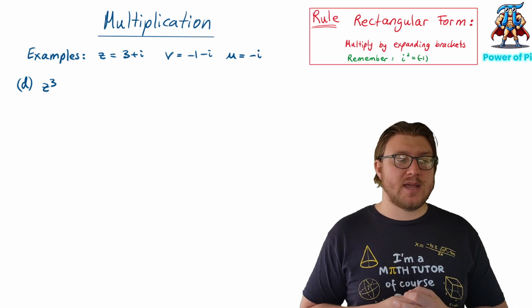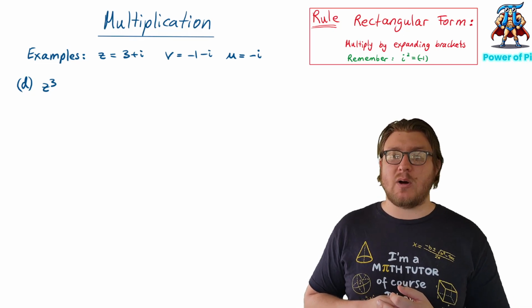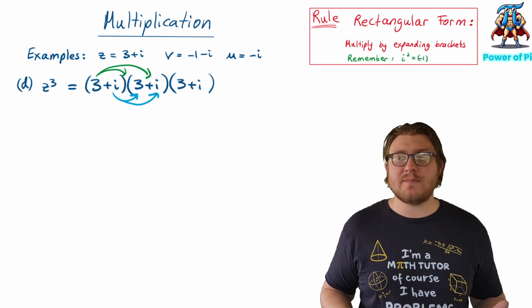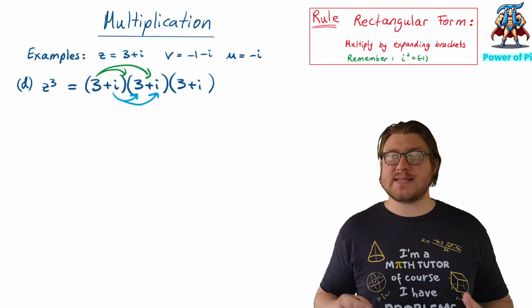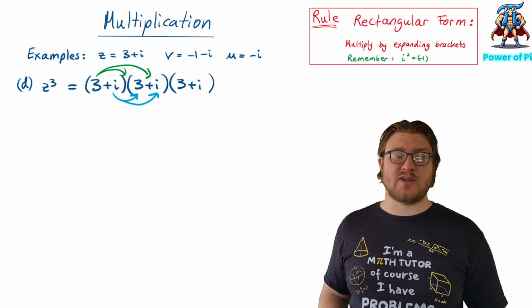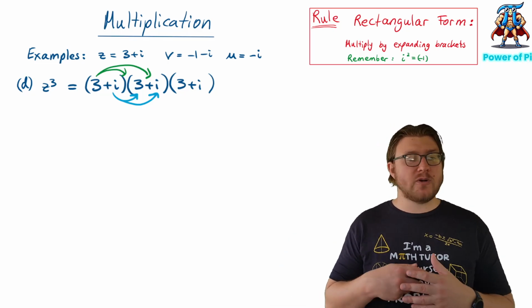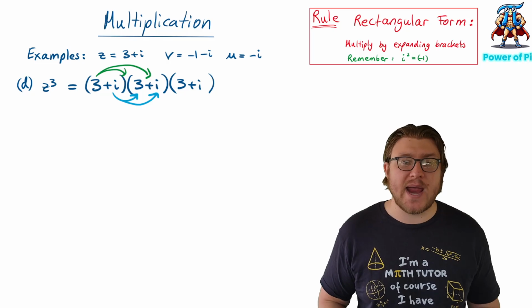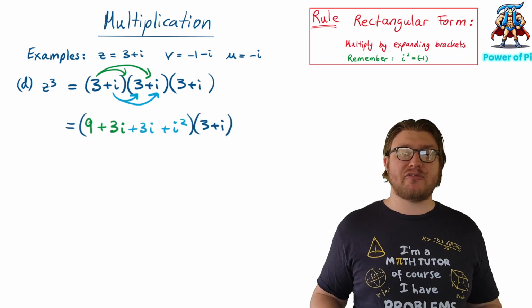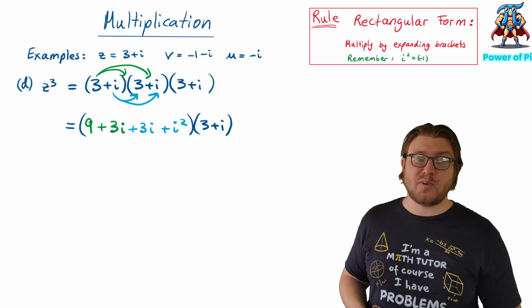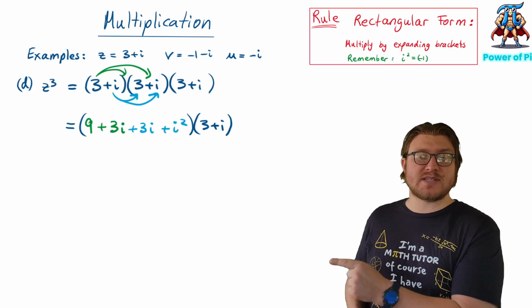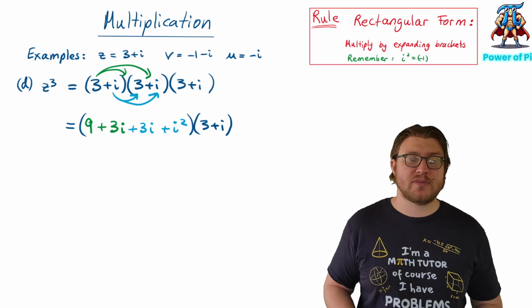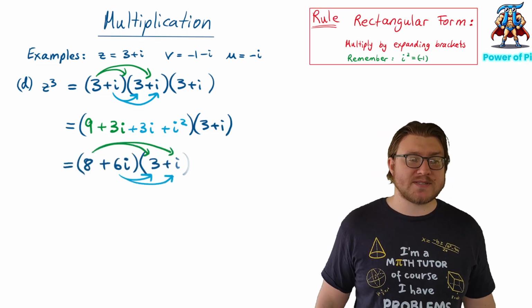Okay, one more. Let's take z to the power of 3. Well, that means we're going to have 3 plus i times 3 plus i times 3 plus i. And we can just do the normal steps. We can expand brackets just like before. I challenge you to pause here, go through the steps and try and finish this question off. We're going to go through the steps.